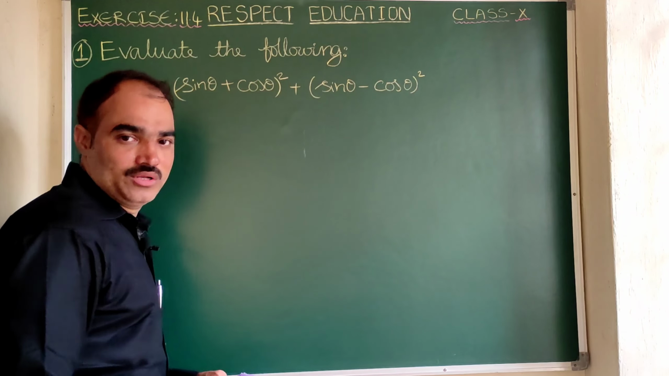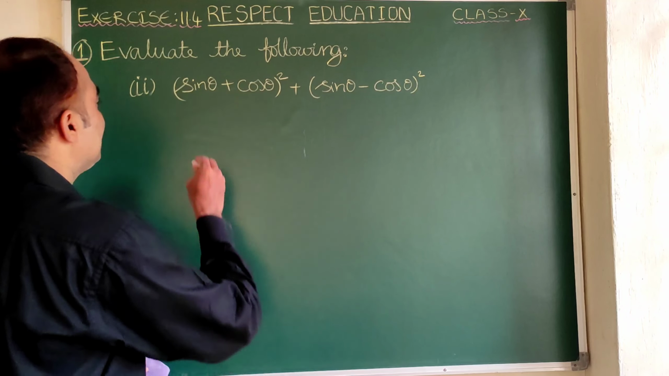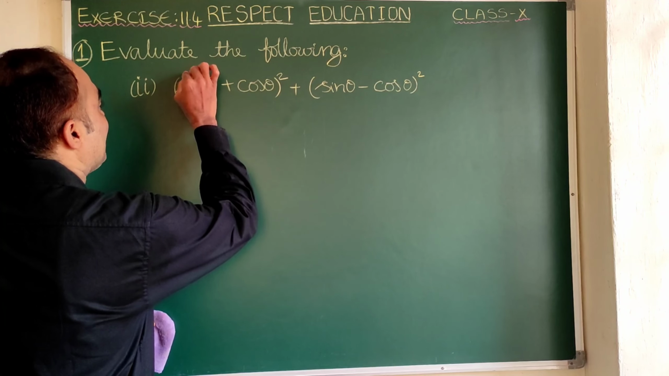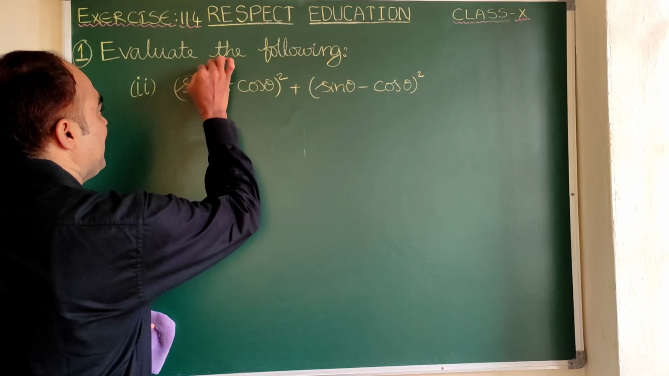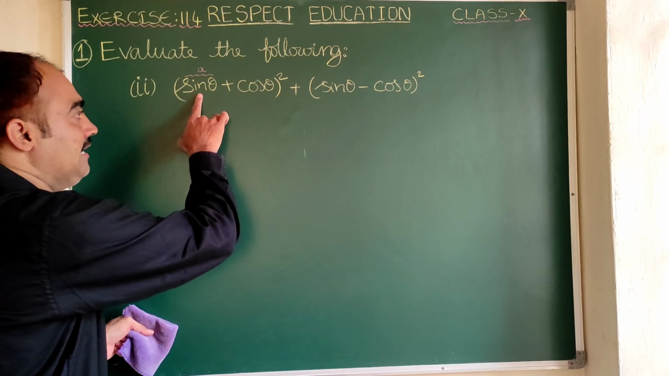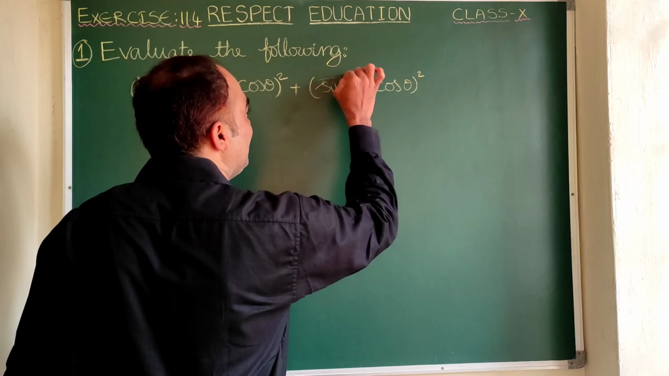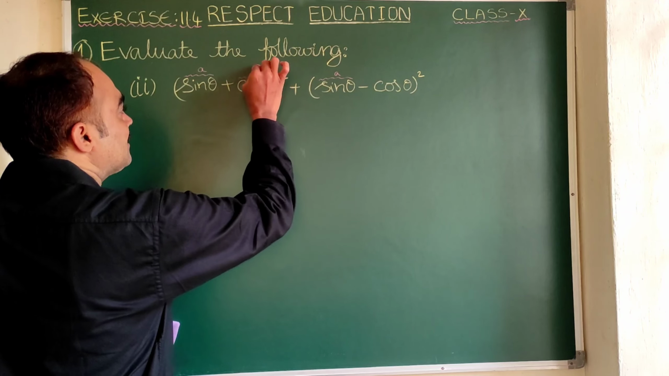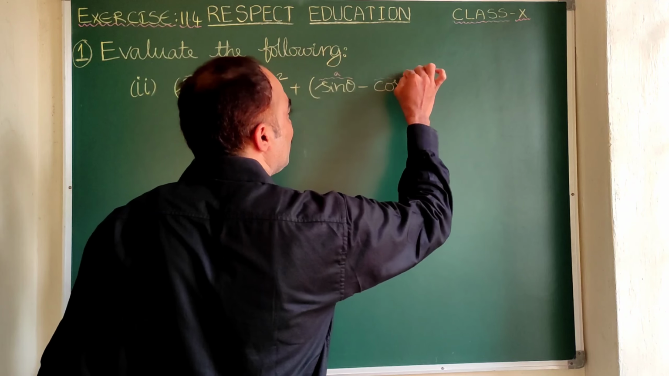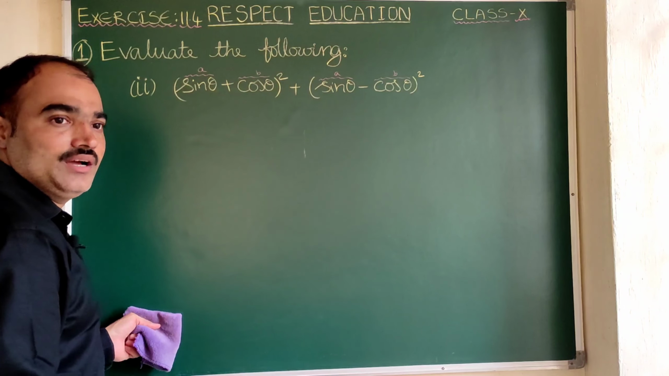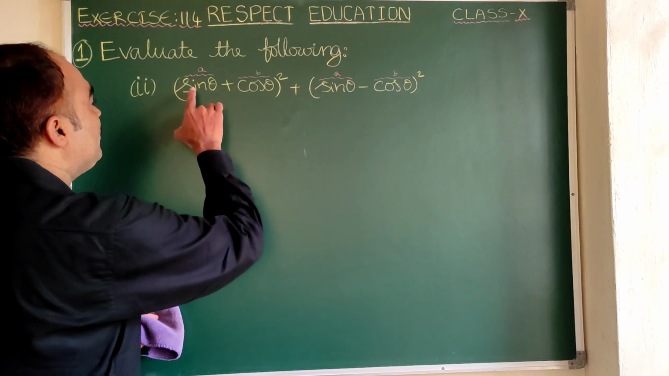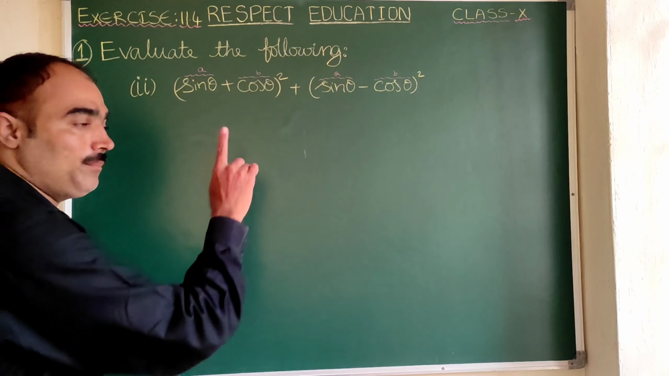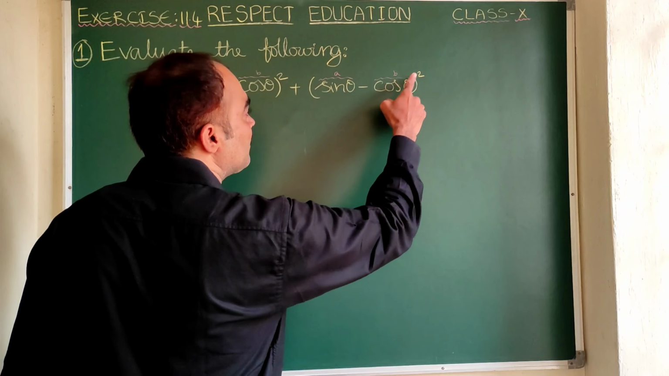cos theta whole square. See here, you just observe, you can take sin theta as, for example, some A. If here sin theta is A, here also sin theta is A only. Clear? You can take cos theta as some B. Here cos theta is also B only. Now, can anyone tell me which formula is suitable here? A plus B whole square. Plus, here what is the formula? A minus B whole square.